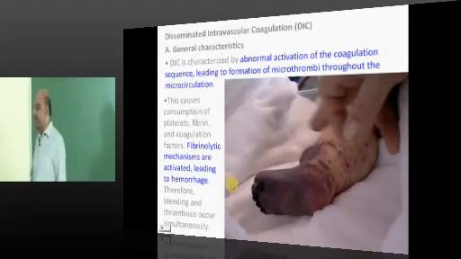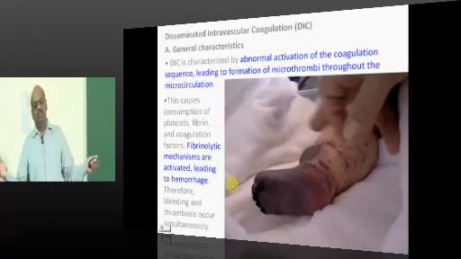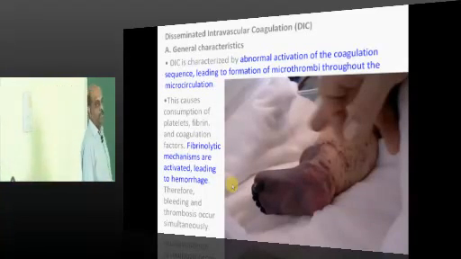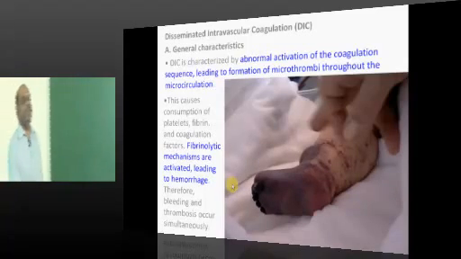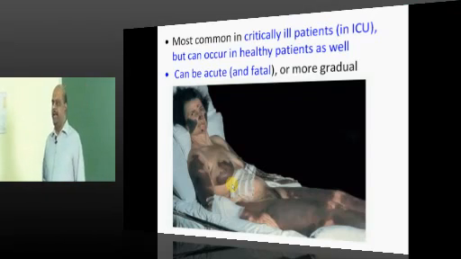Then comes disseminated intravascular coagulation. You already know that. Consumptive coagulopathy, the fibrinolytic system is rampantly activated because of gram-negative sepsis. Patients are critically ill.